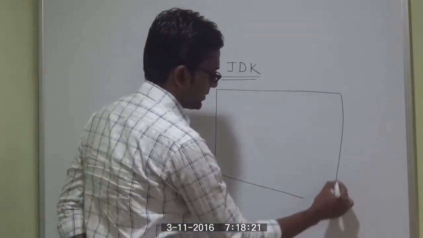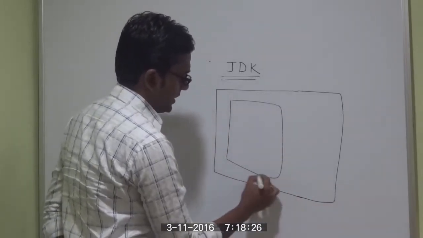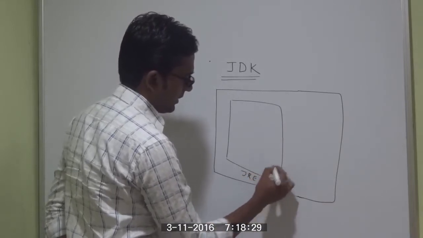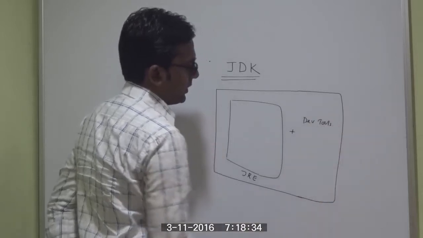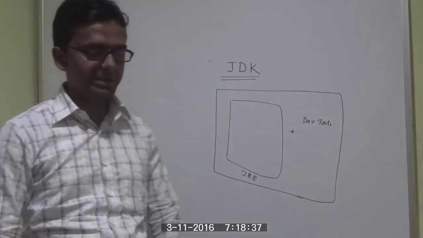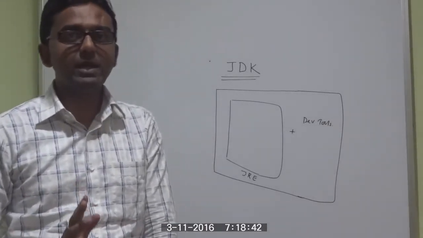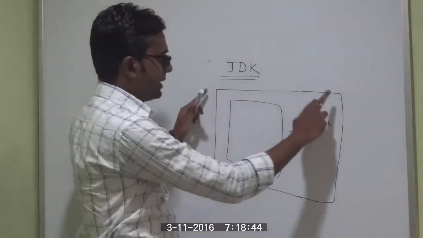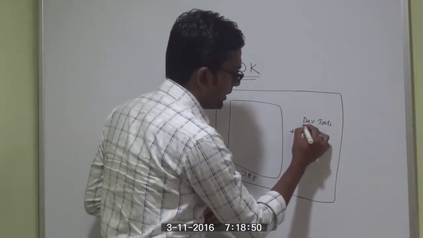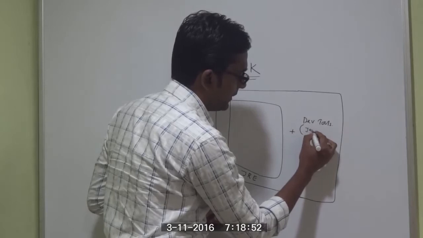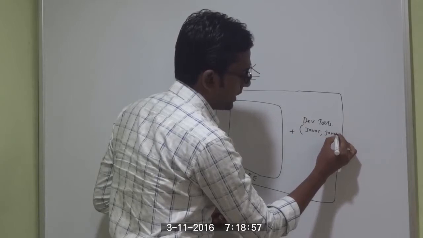Now, what does this JDK consist of? This JDK consists of JRE plus development tools. If someone asks what is JDK, then JDK is nothing but an environment with the help of which we can develop a Java application. Inside this JDK we will have JRE plus development tools. Development tools means inside it we will have the javac compiler, the Java interpreter, and so on.